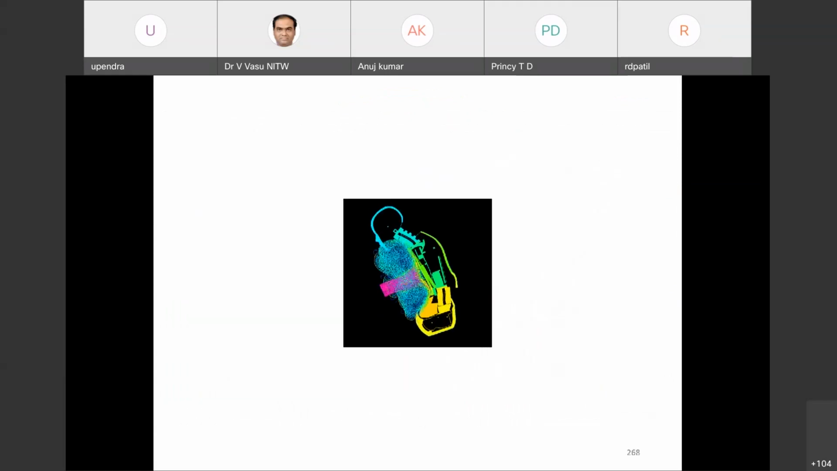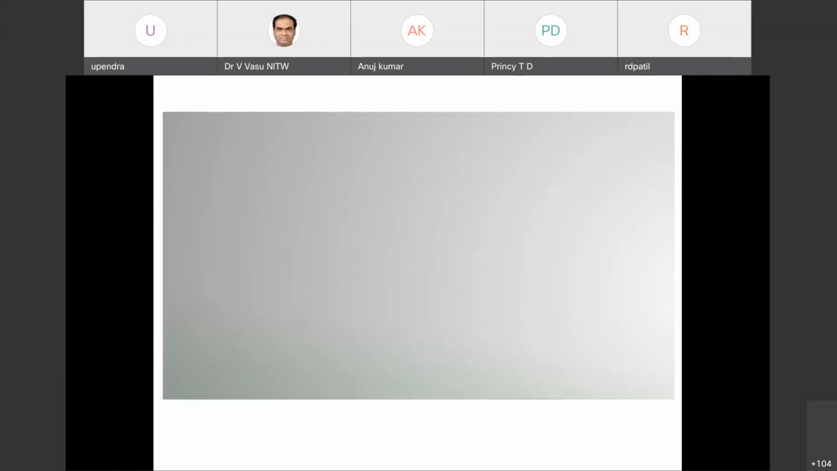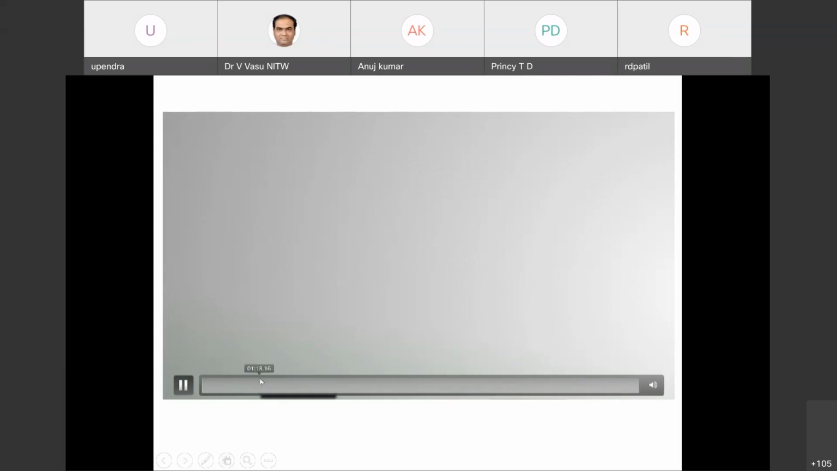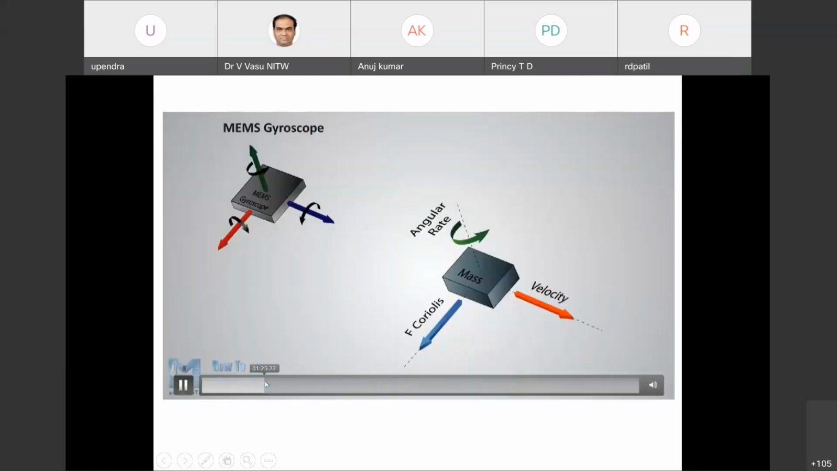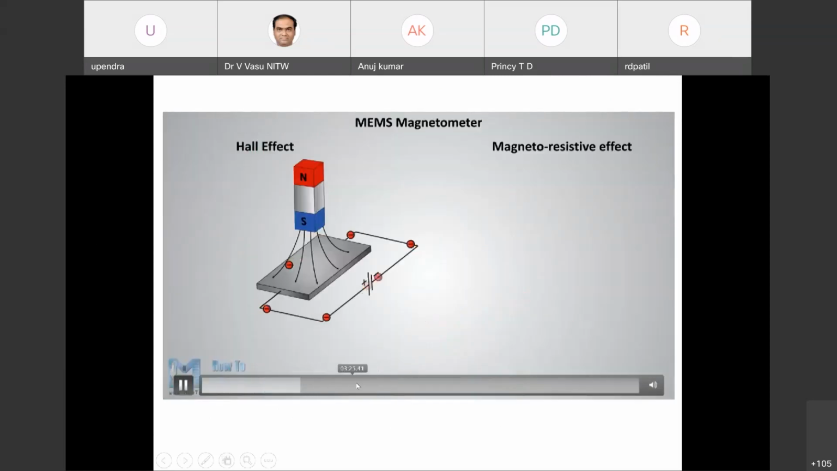That is one example I have shown you. The remaining examples are accelerometers mainly used for identification, with a change in capacitance.